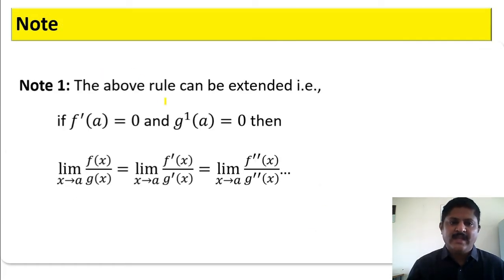Note, the above rule can be extended. That is, if f dash of a equals 0 and g dash of a equals 0, then limit of f of x divided by g of x as x tends to a equals limit of f dash of x divided by g dash of x as x tends to a, which equals limit of f double dash of x divided by g double dash of x as x tends to a.